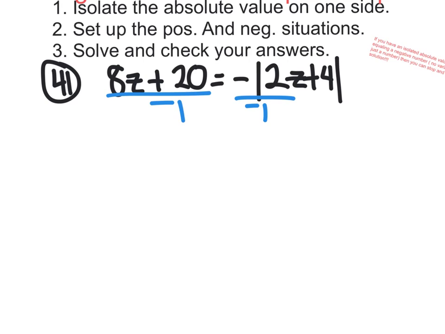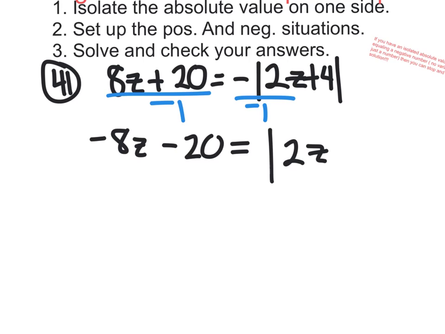This is going to be our new absolute value equation: negative 8z minus 20 equals the absolute value of 2z plus 4. No more negative sign, so we've isolated it. Now we could do the positive and negative situation. But before I do that, I'm going to switch it so it'll look nicer.